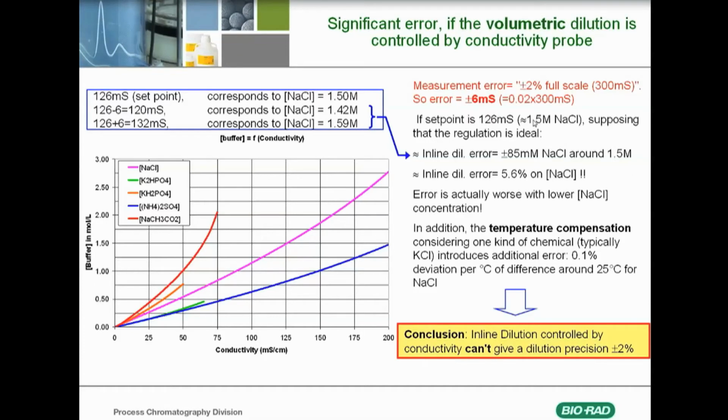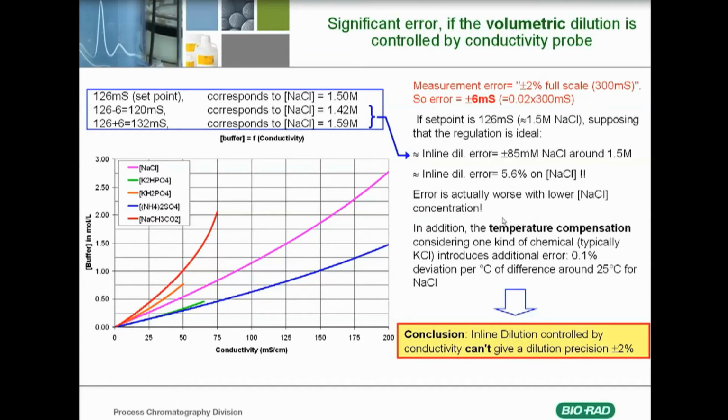So now suppose that you want to make inline dilution and you want to prepare 1.5 molar NaCl, which corresponds to 126 millisiemens. Due to your error, in fact, you are going to navigate between 120 millisiemens and 132 millisiemens. So it is plus or minus 6 millisiemens. And when you translate that into concentration, you see that you are going to navigate between plus or minus 5.6%. So in other words, this plus or minus 2% of error is now translated as plus or minus 5.6%.